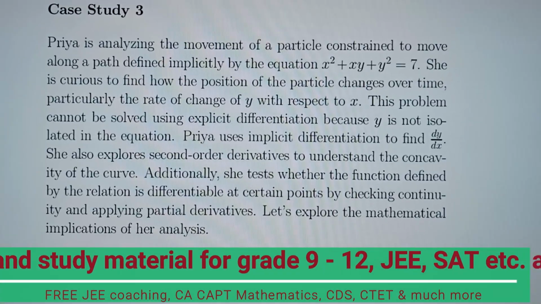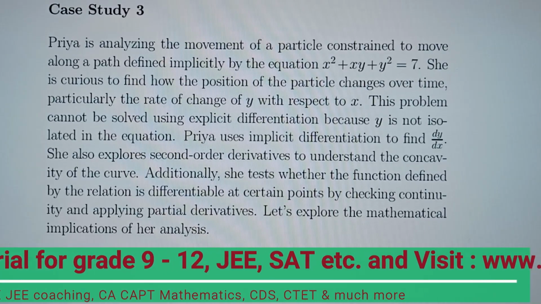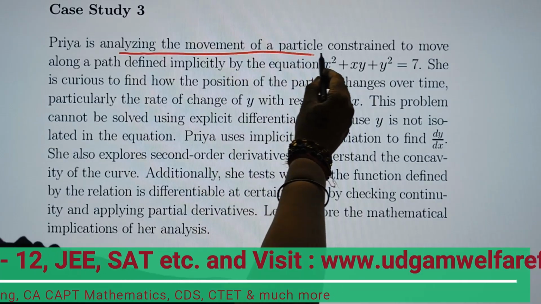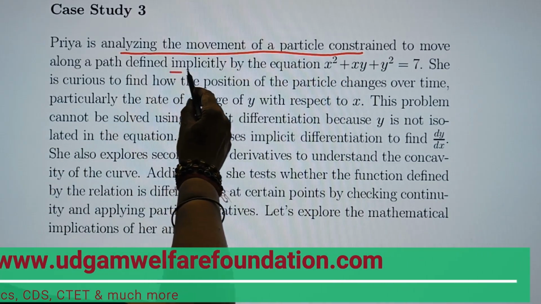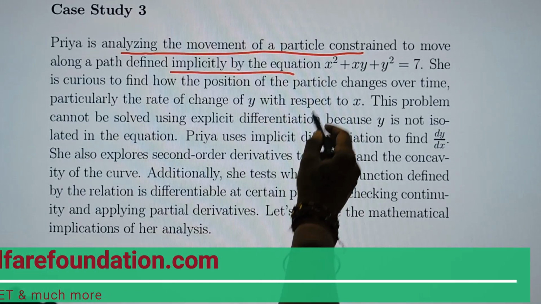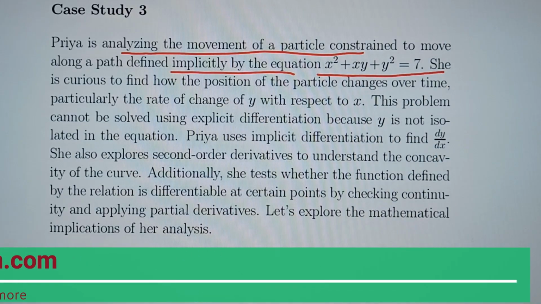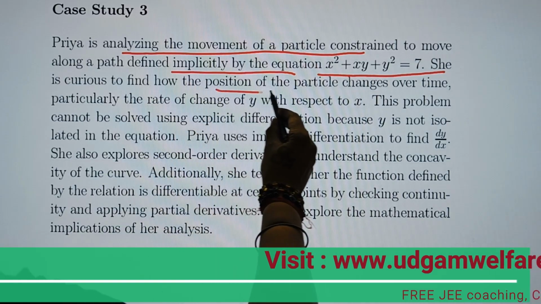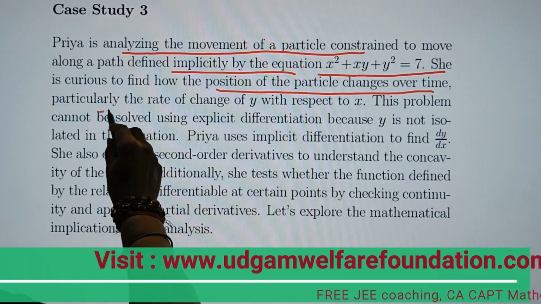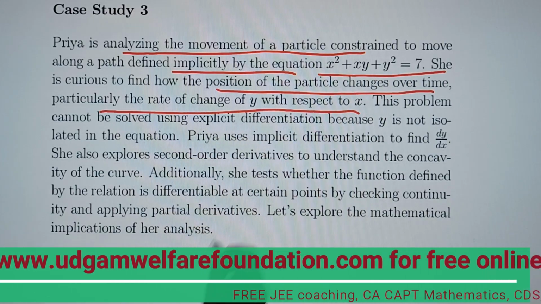So students, here comes our case study number 3, which states: Priya is analyzing the movement of a particle constrained to move along a path defined implicitly by the equation x square plus xy plus y square is equal to 7. She is curious to find how the position of the particle changes over time, particularly the rate of change of y with respect to x.